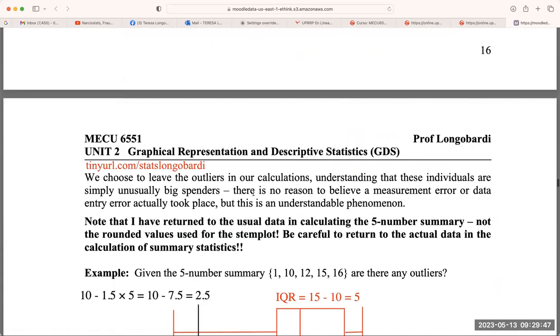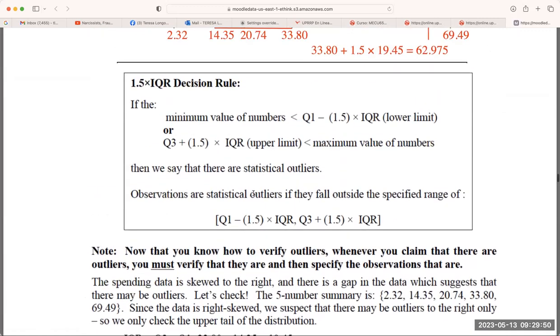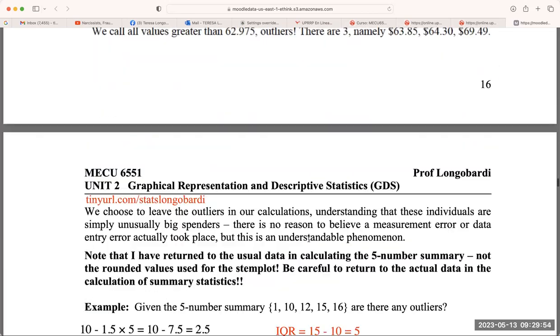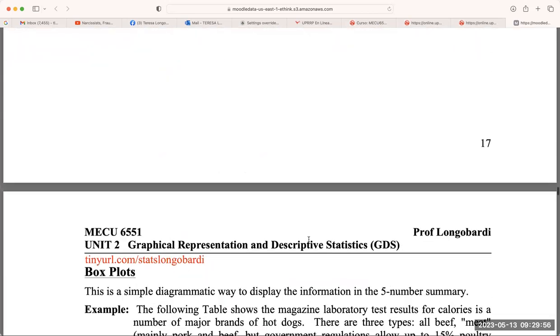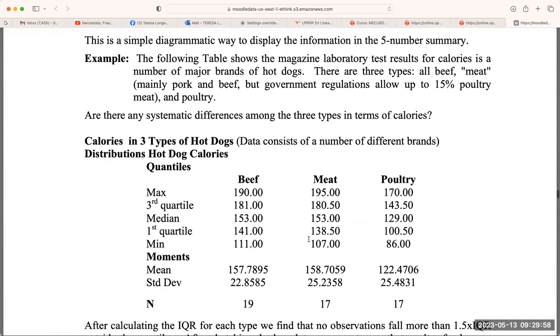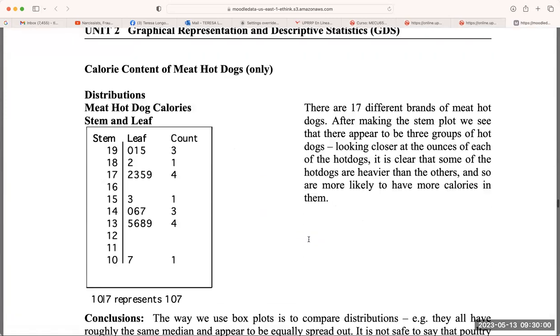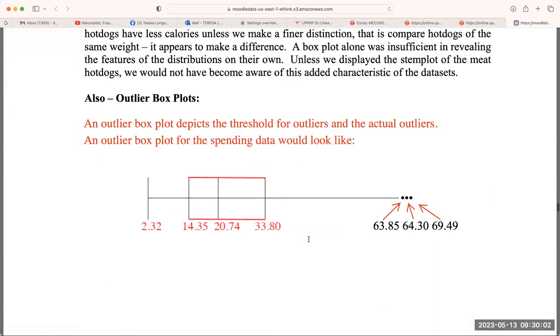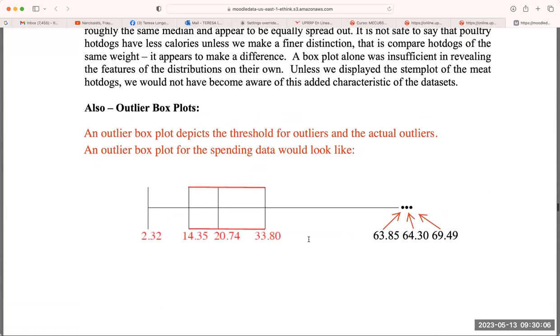Okay, is that enough time? Did you write it? Yeah, so it would be Q3 plus 1.5 times the IQR, or Q1 minus 1.5 times the IQR, right? Exactly. That's right. So this one was the right side that I showed you.